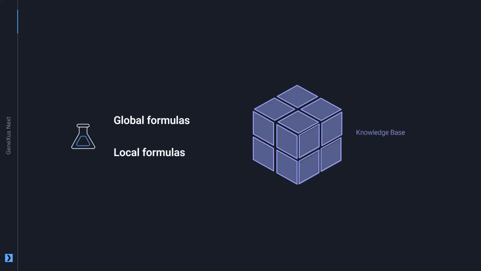Global ones, which are included in the definition of an attribute and are accessible from the entire KB, and local formulas, which are defined in the object where they are needed and are only accessible within that object. In this video, we will focus on the global ones.